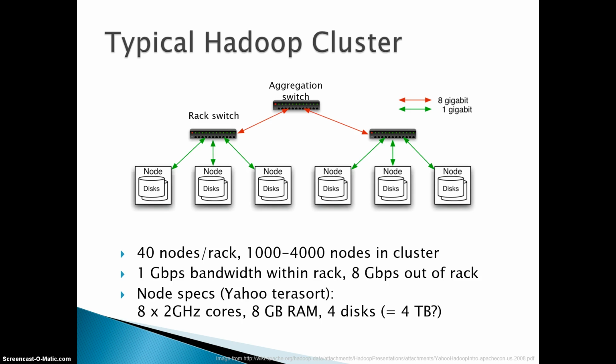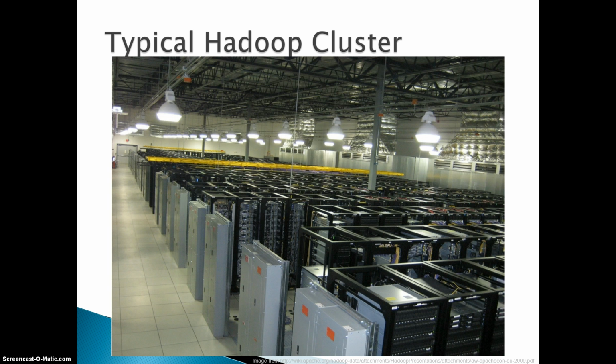Here we show the typical Hadoop cluster. We have about 40 nodes per rack and 1000 to 4000 nodes in a cluster. 1 Gbps bandwidth within a rack, 8 Gbps out of rack. Node specifications at Yahoo Research are 8 times 2 gigahertz cores and 8 GB RAM, with 4 disks, approximately 4 terabytes. Here we show the figure of how a typical Hadoop cluster looks, and from here onwards the rest is continued by my friend Charan.